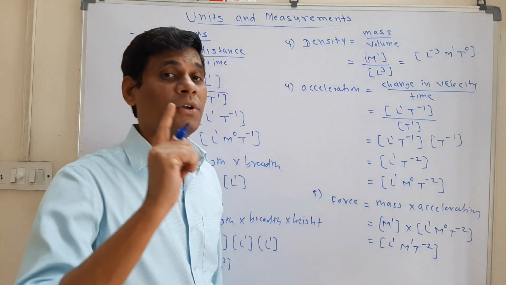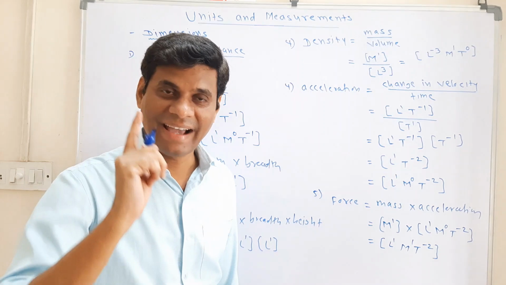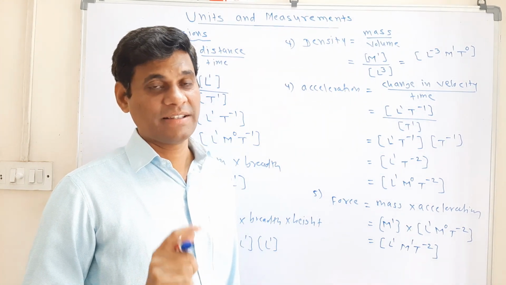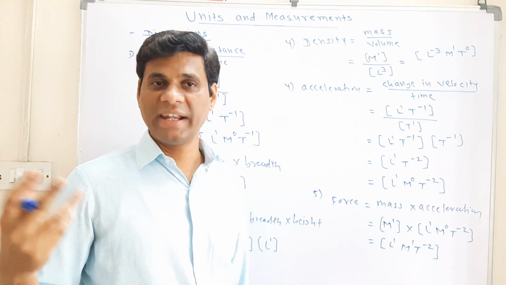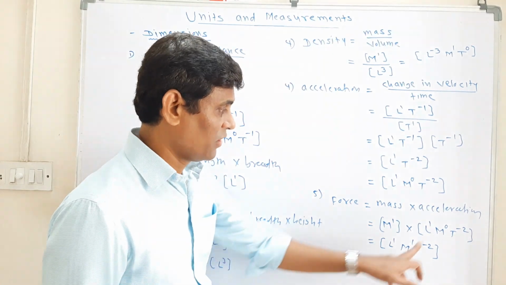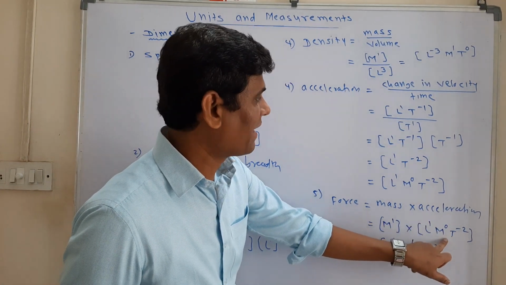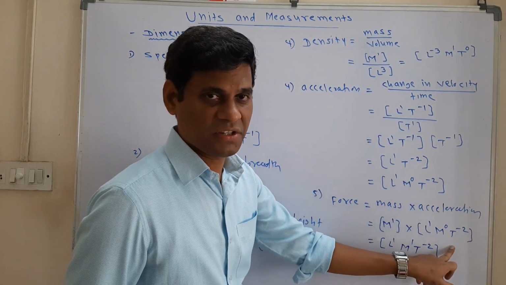Remember students, you have to learn the dimensions by heart. Just like we learned the table of 2 and 3 by heart. Because if you know the dimension of acceleration, only then can you directly write that the dimension of acceleration is this.